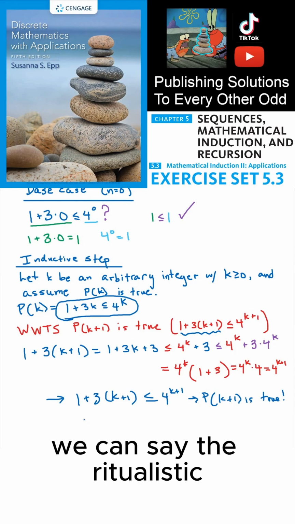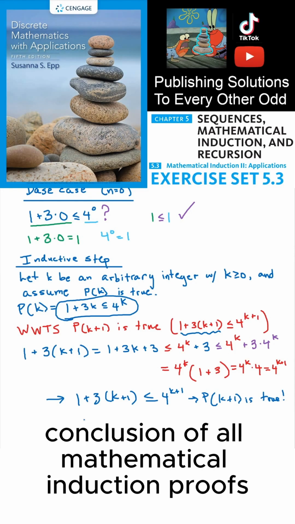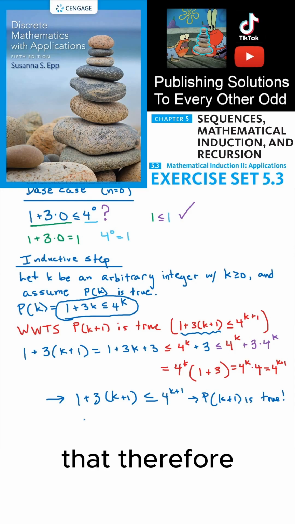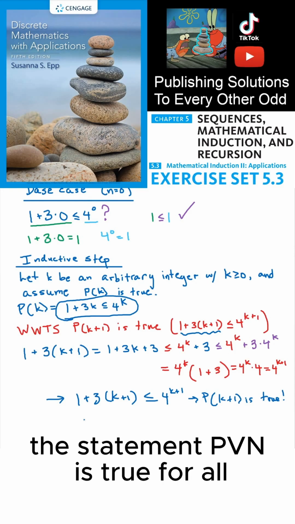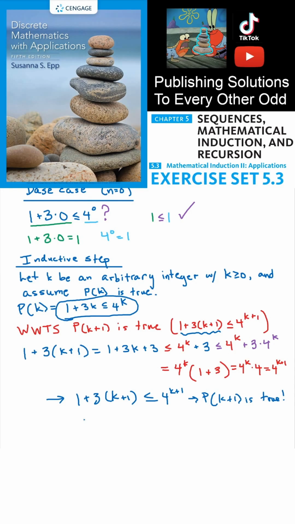At this point, we can say the ritualistic conclusion of all mathematical induction proofs: that therefore, by mathematical induction, the statement P of n is true for all integers n greater than or equal to 0.